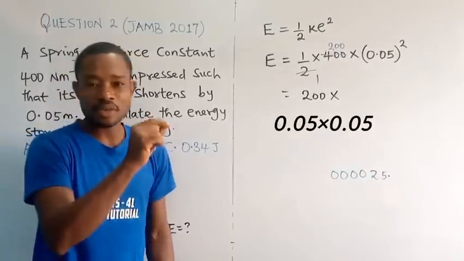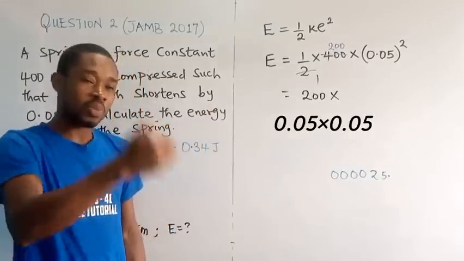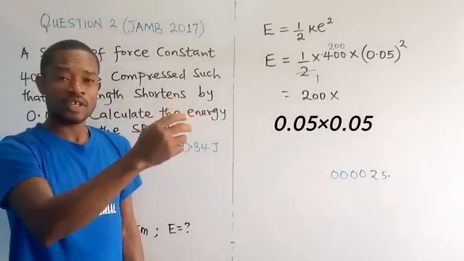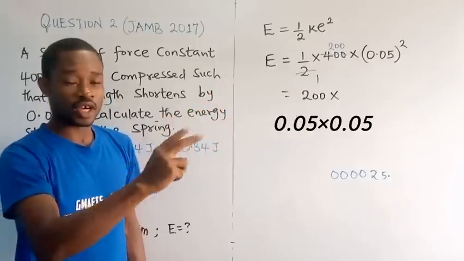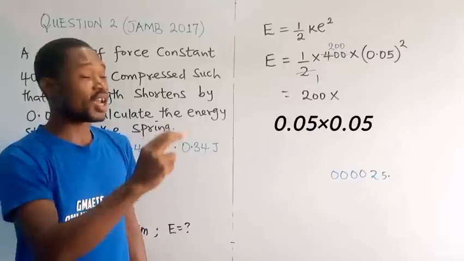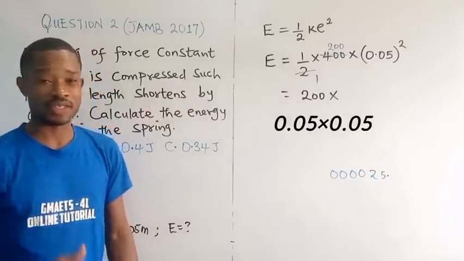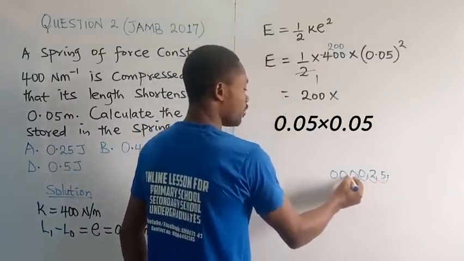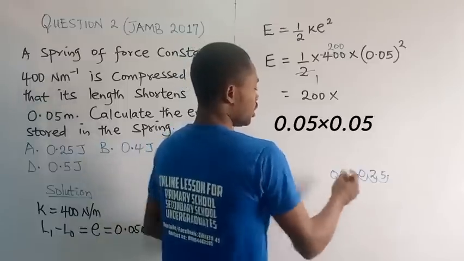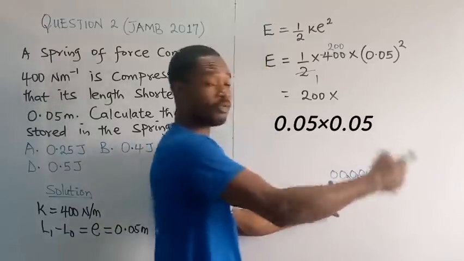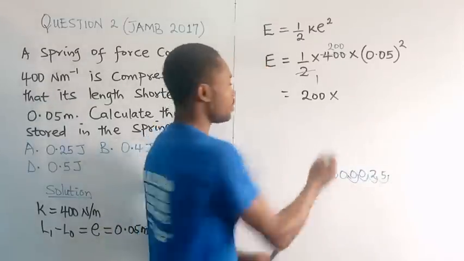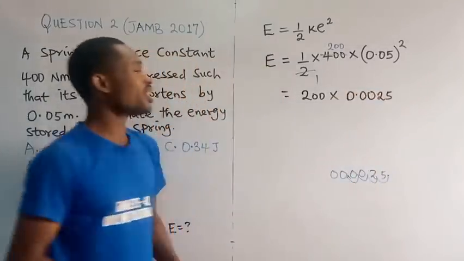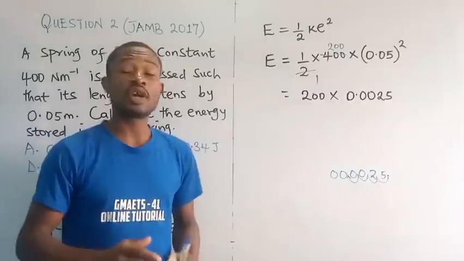Why? In 0.05, if you are multiplying it by itself, you notice that in the first 0.05 you have 2 decimal digits, and in the second 0.05 you still have 2 decimal digits. Altogether, there are 4 decimal digits, and therefore we can move this point 4 times: 1, 2, 3, and 4. So this is going to be 00.0025, and 00 is simply 0. So we're going to have 0.0025. Good. So that's going to be the value of 0.05 squared.